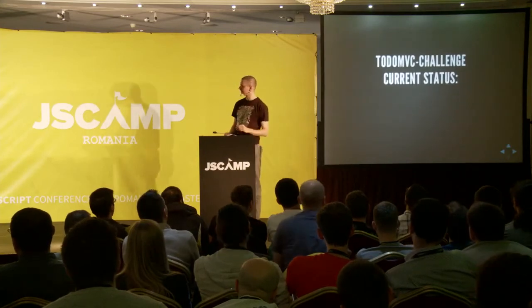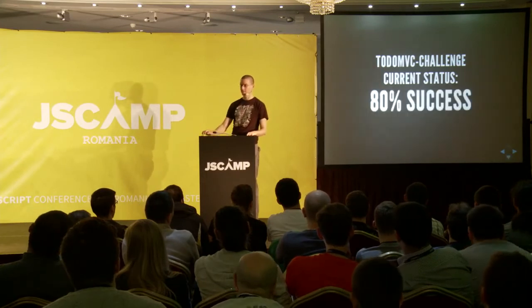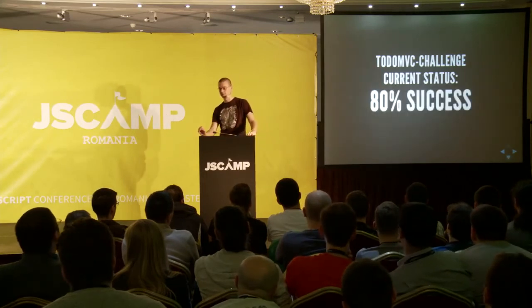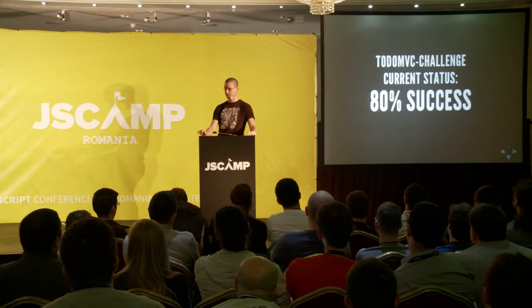And so the current status, after we've done a massive bug fixing spree, is that we're actually able to build 80% of the to-do MVC applications. I would say that's quite a lot. The remaining 20% are really difficult to get. That's where we come to one of the downfalls of AssetGraph.